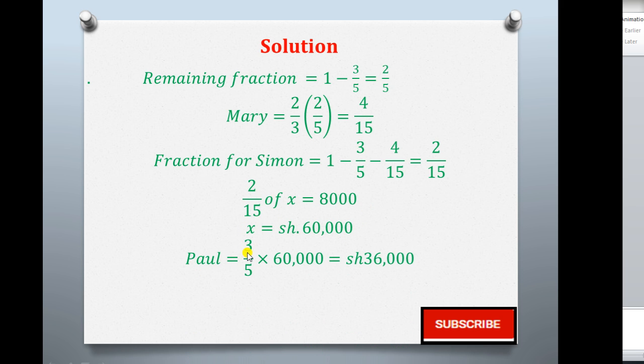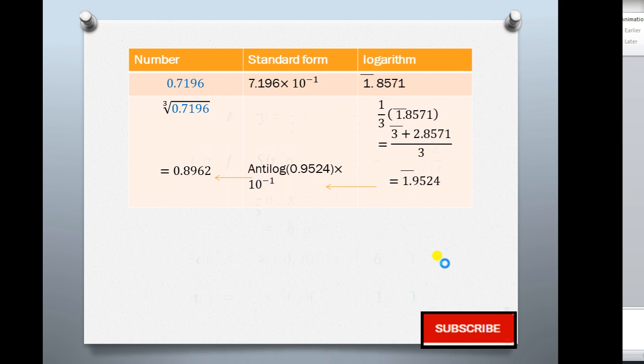Then from this level, we shall say Paul now contributes 3 out of 5, which we knew earlier on, times the total amount, which is 60,000. That gives you 36,000 shillings. Then Mary contributes 4 out of 15 times 60,000, which is the total, and that gives you 16,000. Now you have to ensure that when you add these 3 amounts, they should all add up to the total amount, which is 60,000. And indeed, when you add 16,000 plus 36,000 plus 8,000, you will get your 60,000.